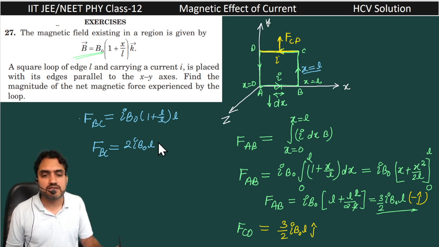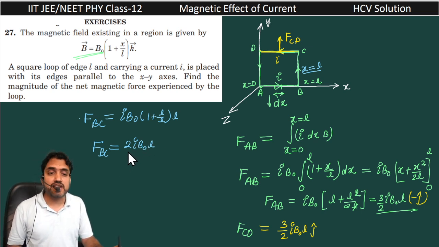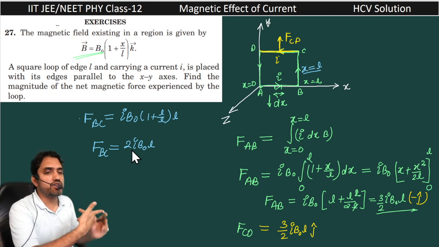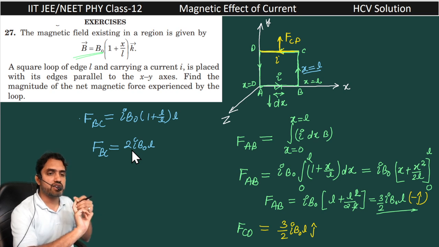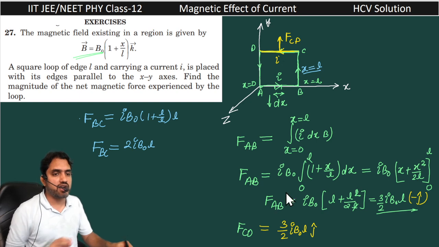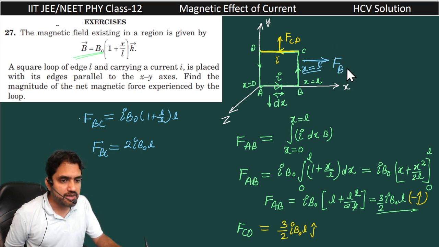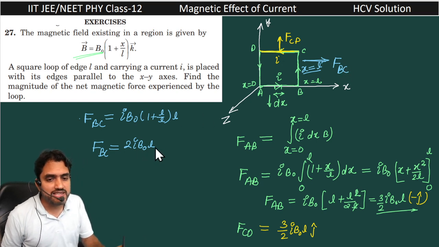And the direction of force, if we are again using the Fleming left hand rule: the direction of current is vertical upward and the magnetic field is outward, so the direction of force will be to the right, along the positive x axis. So this is the direction of force on BC. This is along the positive x direction, so you can use i cap here.